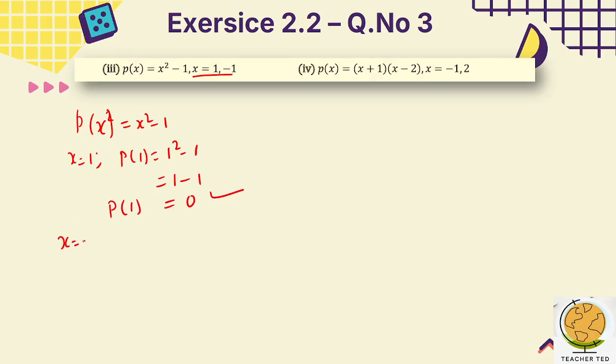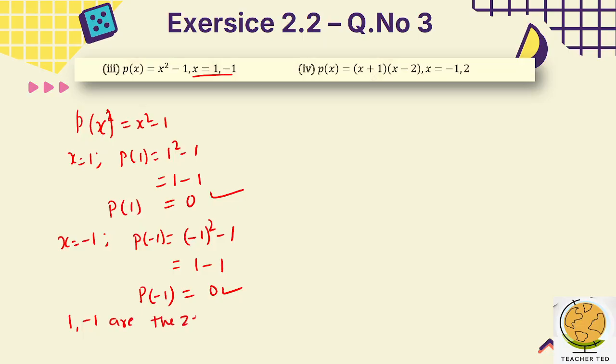Similarly, x is equal to minus 1. P of minus 1 is equal to minus 1 square minus 1. Minus 1 into minus 1 is plus 1. So 1 minus 1, again it is 0. So P of minus 1 is also 0. Now we can write 1 and minus 1 are the zeros of the given polynomial.